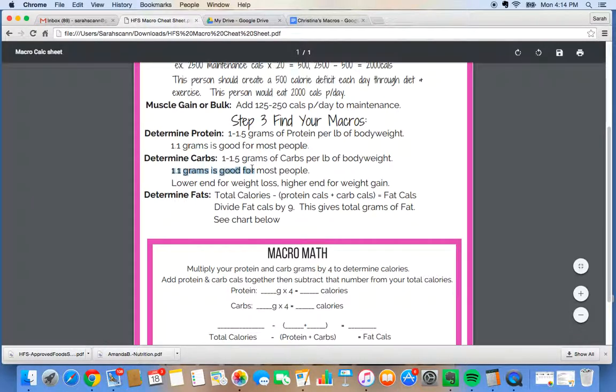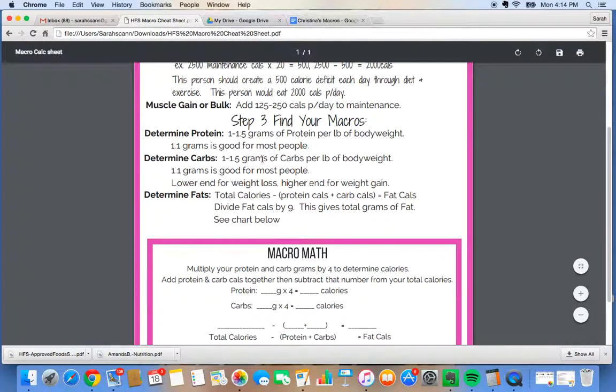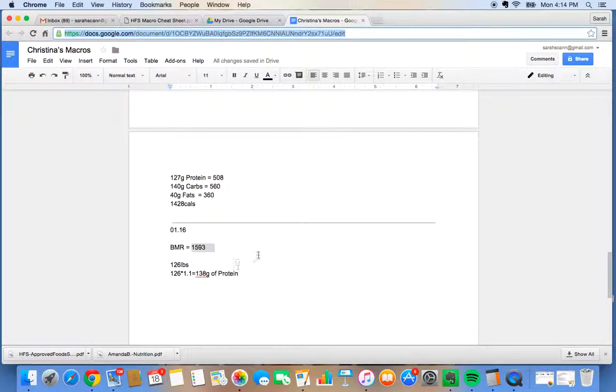Again, we're just going to go off of 1.1 grams just for example's sake. You can raise or lower this depending on what your individual goal is, or just food preferences. If you prefer to have more fats or more protein, you can certainly move those grams around. So we're going to go off of 1.1 grams since that's the same. So 126 times 1.1, and that's going to equal 138 grams of carbs.